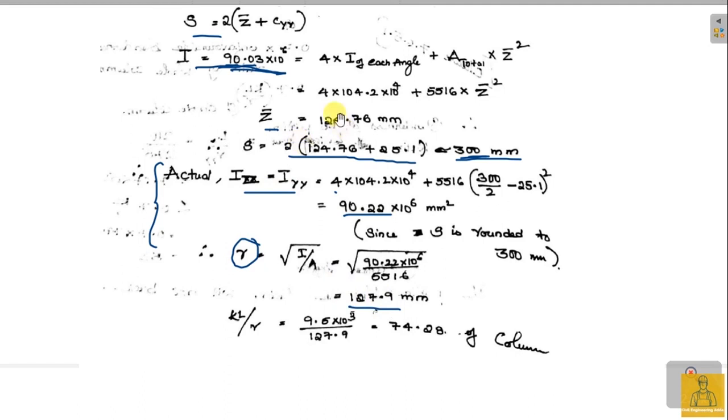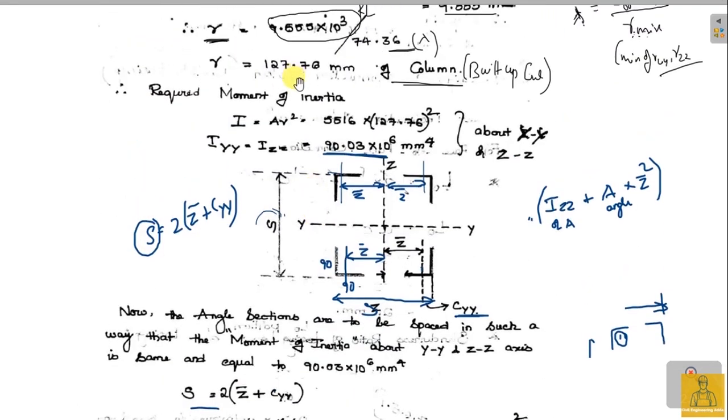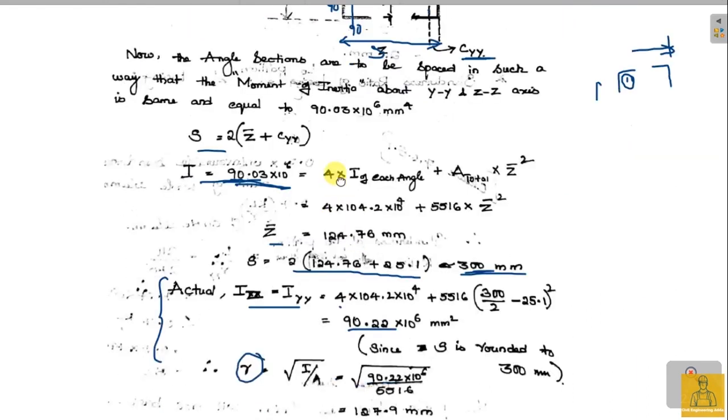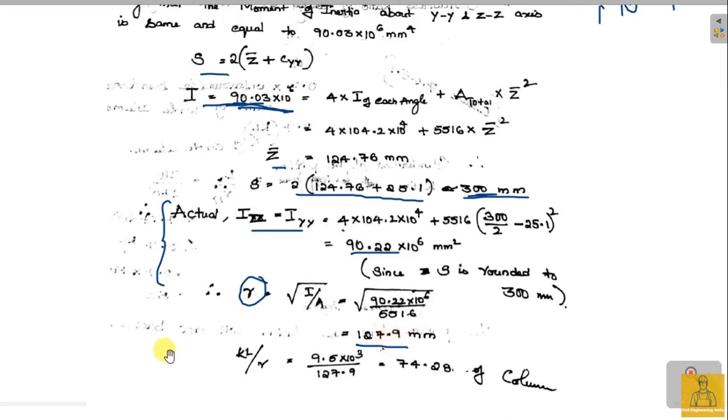Initially, the radius of gyration is something like 127.76, and here it is 127.9 mm. So not a big difference, right? And the slenderness ratio also, what is the slenderness ratio? Since r changed very little. Okay, so this is an optional step.